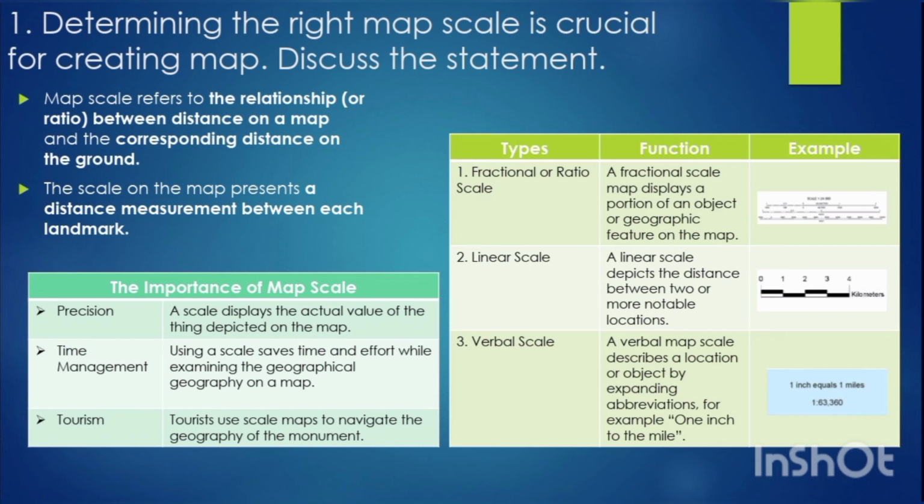There are three types of map scale. First is the fractional or ratio scale. The function of a fractional or ratio scale is that it displays a portion of an object or geographic feature on the map. The second is the linear scale. The function of a linear scale is that it depicts the distance between two or more notable locations. And third is the verbal scale. A verbal map scale describes a location or object by expanding abbreviations, for example, 1 inch to the mile.